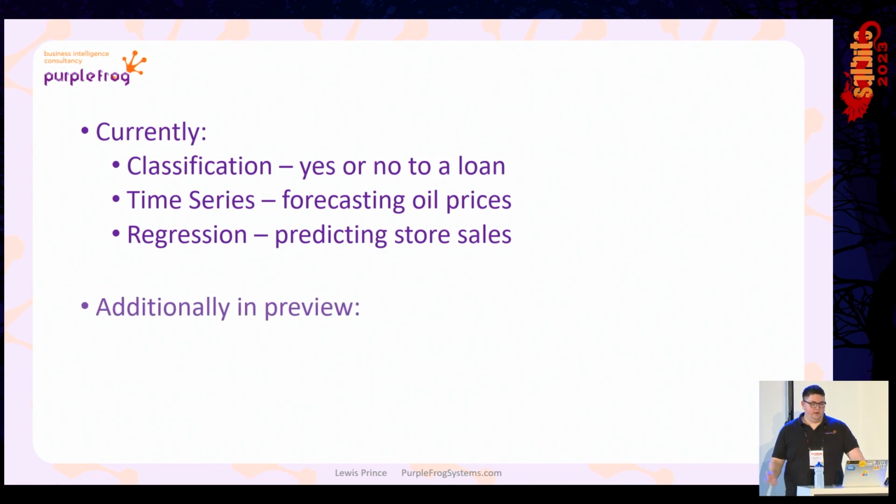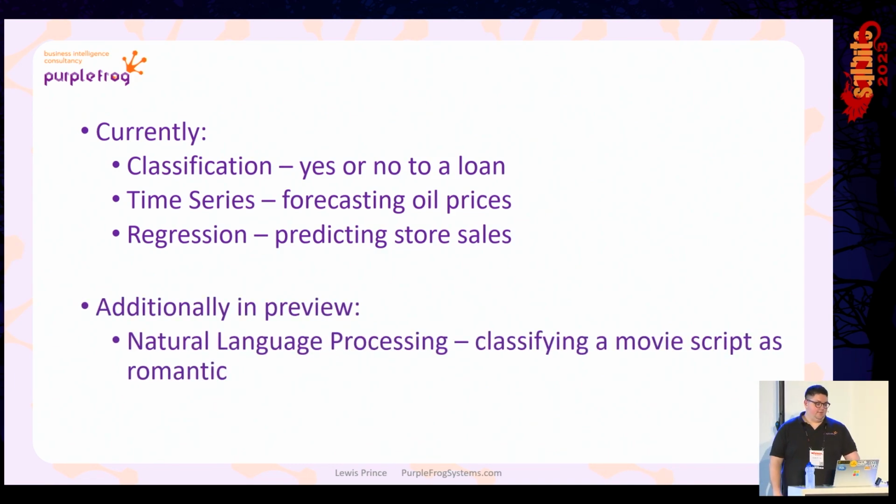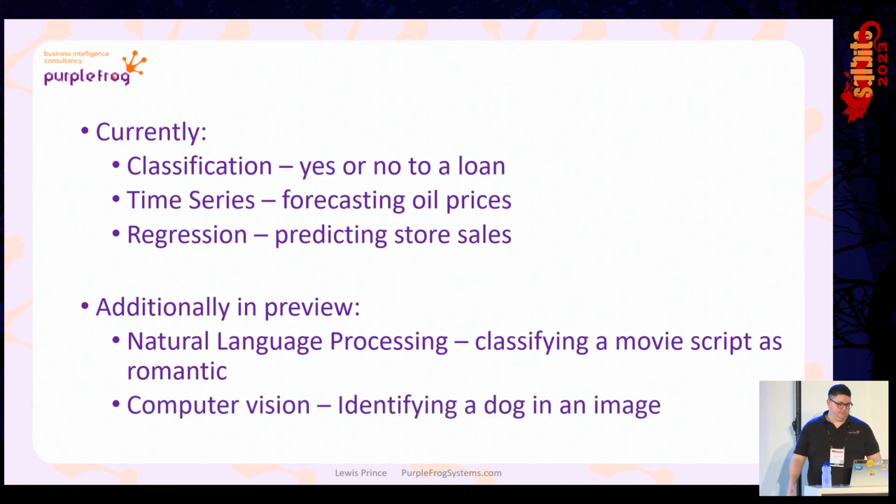And additionally, in preview currently, you have natural language processing. So a use of this could be giving it a load of scripts with labels of the genres of these scripts, and then you give it a new script, and it can tell you if it's romantic, a horror script, or a rom-com. And then computer vision, so feeding it an image of loads of dogs and cats, etc. It can tell you if there's a dog in an image, a cat, etc. You kind of get the gist of this.